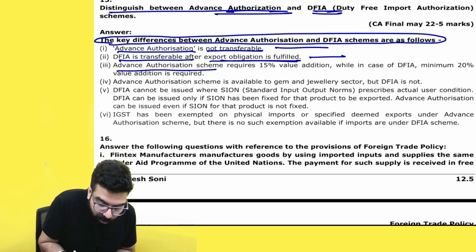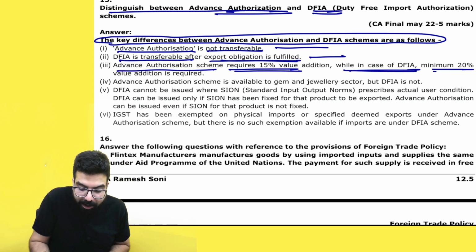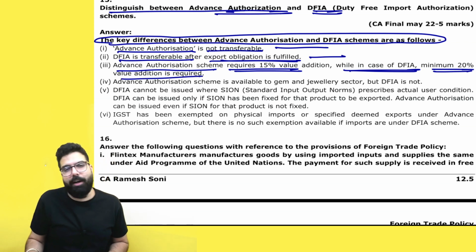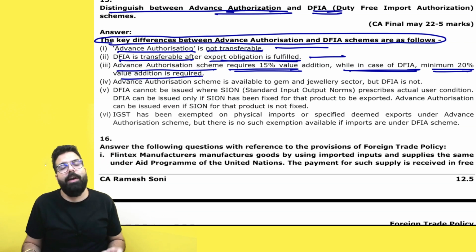Next, the advance authorization scheme requires 15% value addition. For duty-free import authorization, they are telling minimum value addition is 20%. How much value addition should you have done? 20%. They are telling minimum value addition should be done.